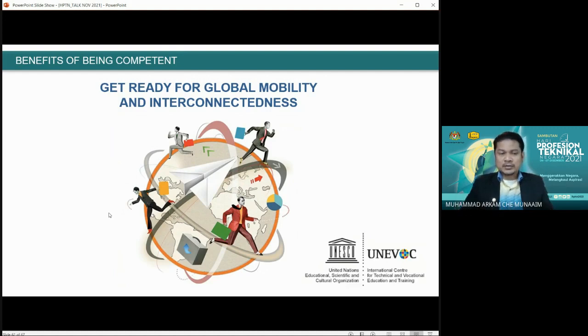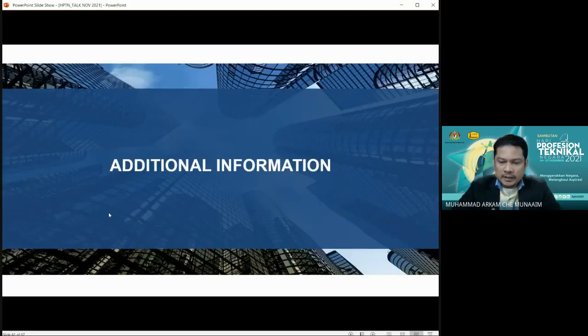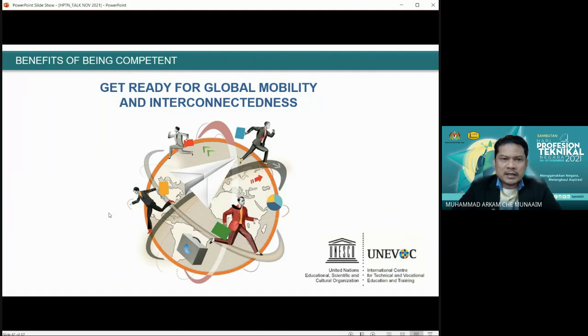And now what else do you need to wait for? This is basically the thing that you need to grab on to, while it has now been promoted through many agencies. Okay, we are talking about this global mobility and interconnectedness.